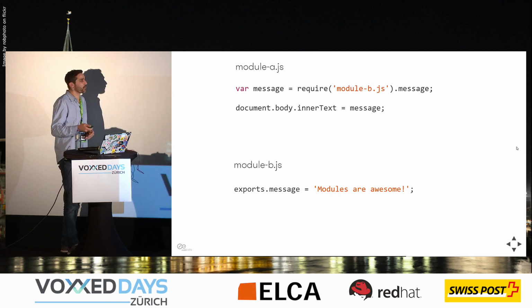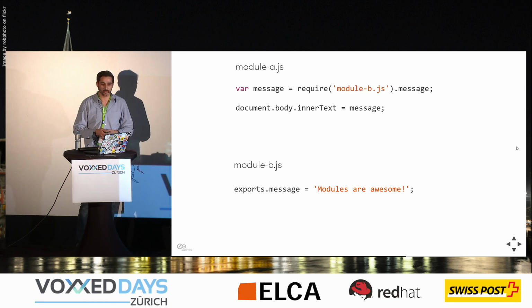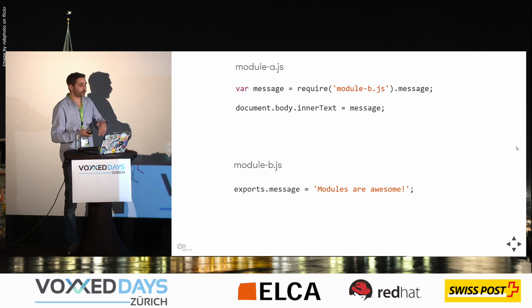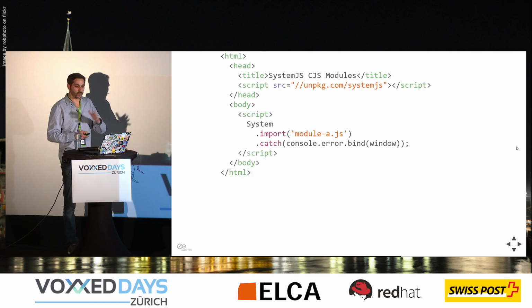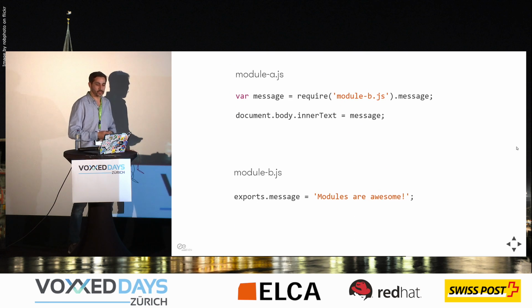We have almost the same example as before, but this time with require, right? So we say require module B.js, get the message property out of there, and then put it into our body. And this is really all it needs. So this already runs perfectly fine. We have module support in the browser by just using this simple script, which is great.